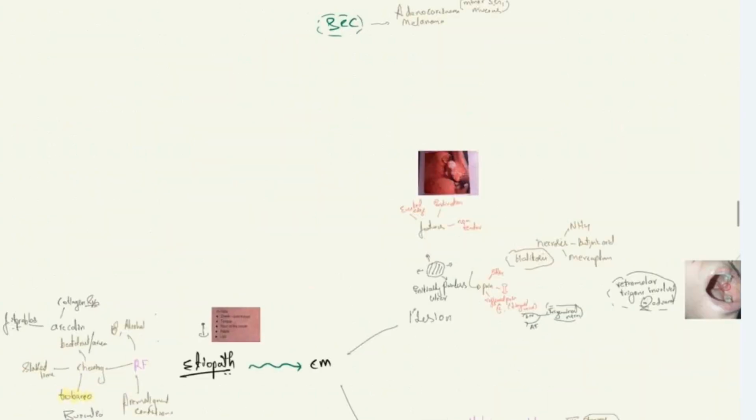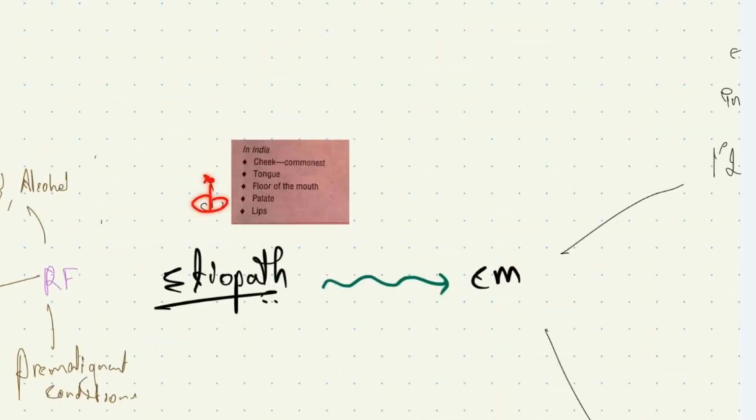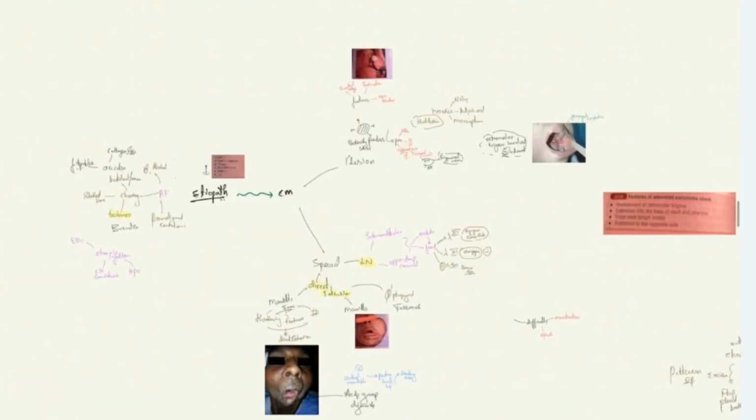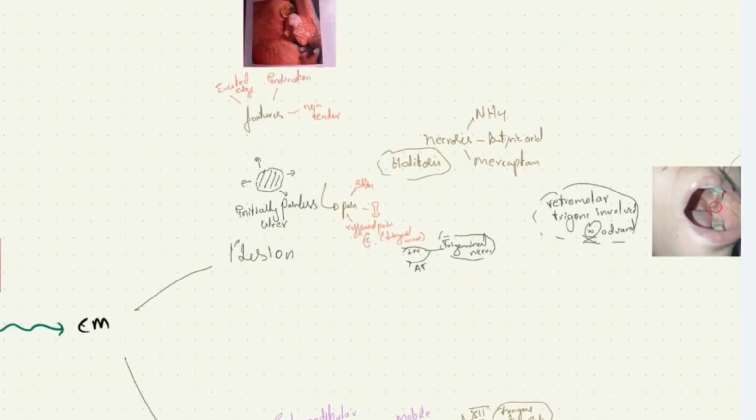carcinoma of buccal mucosa. What are the sites where we see buccal mucosa carcinoma? We see it commonly in cheek region, followed by tongue, followed by floor of mouth, palate, and lips. What are the clinical manifestations that we see in buccal mucosa carcinoma?